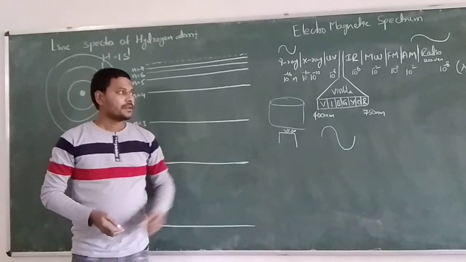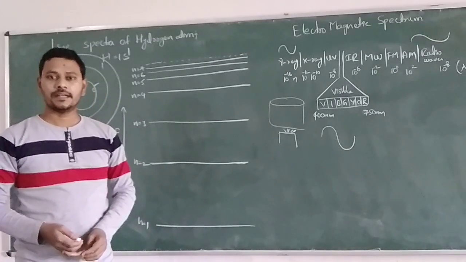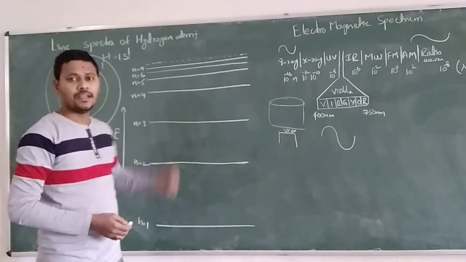By giving some specific wavelengths, they come back to the original energy level. So when we record those specific wavelengths on a detector, we will get a spectrum. That spectrum is called the line spectrum.